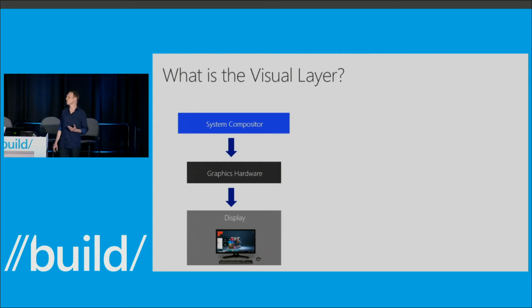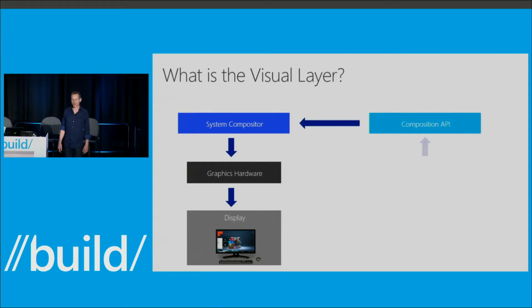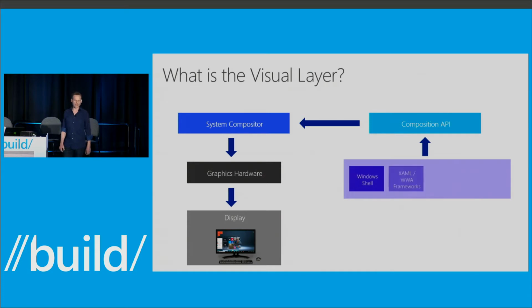Whether it's video playback, user experience coming from an application, or system Chrome, it all goes through the compositor. Now, the second piece that's important is the API. How do we actually talk to that engine and give it commands? Well, we do that through the composition API.